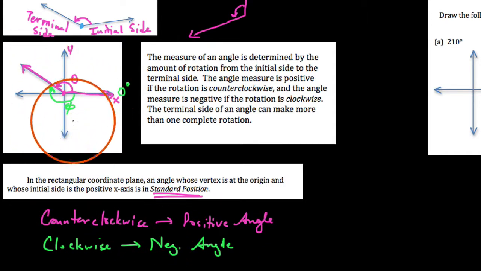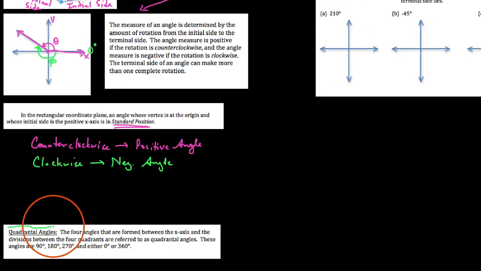So given these two things right here, there are 4 angles that we often classify before any of the other angles. We call these quadrant angles, or quadrantal. I've heard them called quadrantal angles before. But we say here that the 4 angles are formed between the x-axis and the divisions between the 4 quadrants. So we call these the quadrant angles, and they are respectively 90, 180, 270, and then we should just call this 0 or 360, given that they land in the same spot.